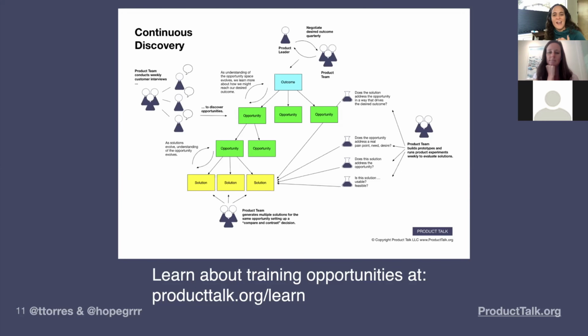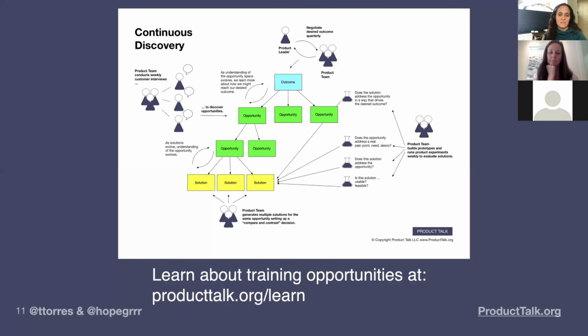We talked about prioritizing the opportunity space and making sure that you're not just ranking features against each other, but making strategic product decisions in the opportunity space. And then this time, of course, we dove into compare and contrast decisions, making sure you're choosing amongst a set of options. And then, of course, surfacing and testing assumptions.